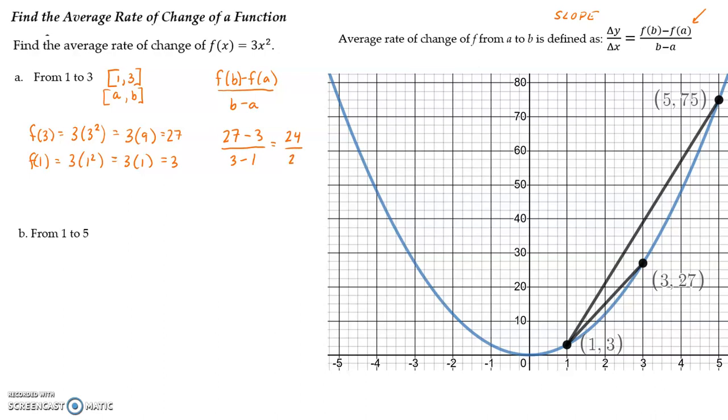So our average rate of change is going to be equal to 12. Go ahead and try part B on your own, and you can submit that with your notes.